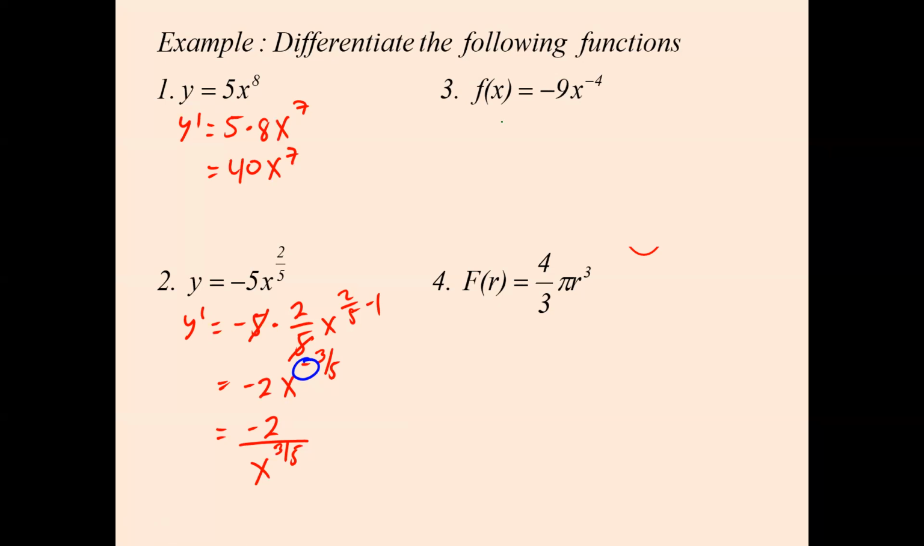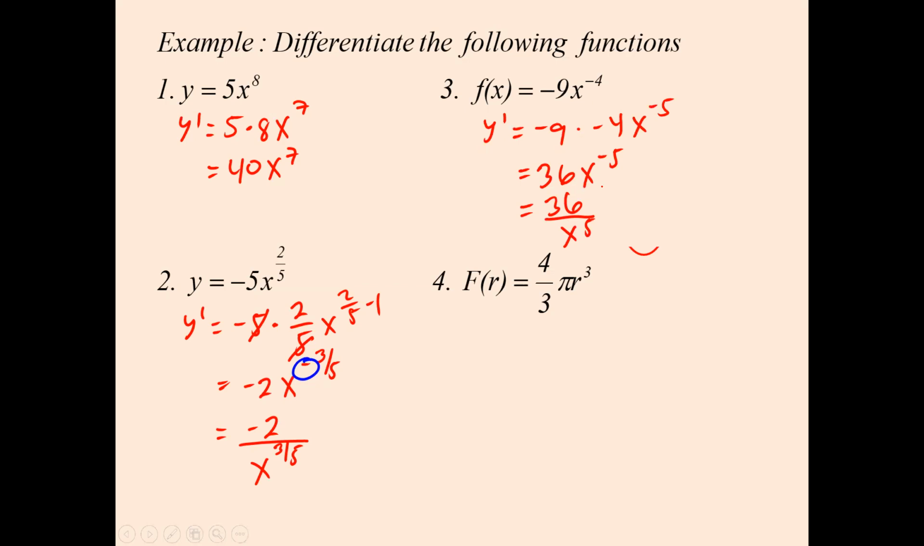How about for number 3? What do you think is the derivative of number 3? Okay, let's start. We have y prime is equal to negative 9 times negative 4, x raised to negative 5. Very good. Okay, so negative times negative is positive. 9 times 4 is 36, x raised to negative 5. Meron tayong negative sa exponent. So we have 36 over x raised to 5.